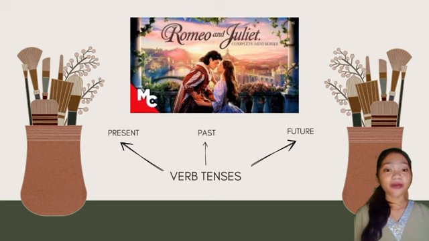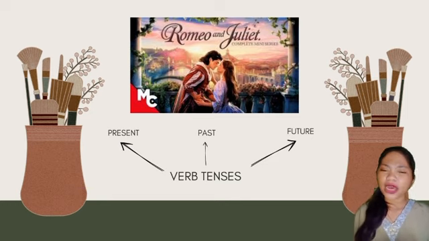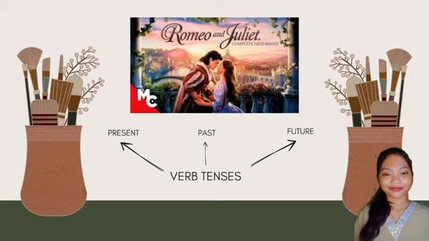Today, we'll combine the beauty of literature and the power of grammar. Together, we'll explore how verb tenses, present, past, and future, help bring stories to life. And what better way to do that than by diving into one of the most beloved stories of all time, Romeo and Juliet by William Shakespeare.